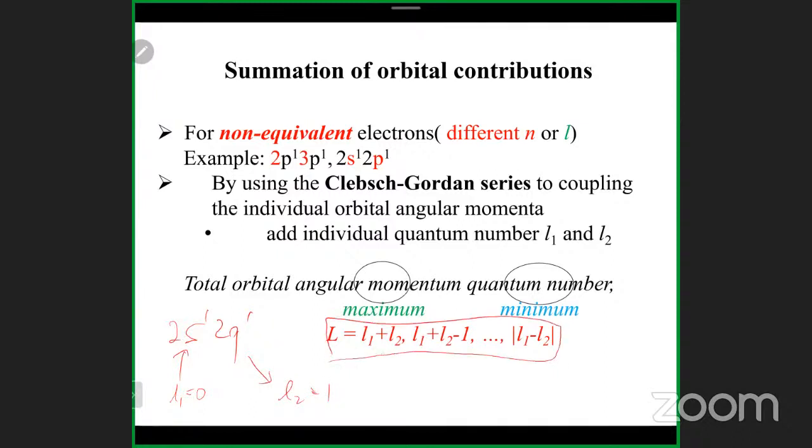L1 plus L2 until L1 minus L2. So for this configuration, the total L will be 1 plus 0 until 1 minus 0, which means it is only 1. L is only 1, which means the only state that can arise, the only term symbol that can arise is S. Then we have to think about the spins later on. But this is how you do it. What you have to do is sum the orbital contributions of each electron in the non-equivalent orbitals.